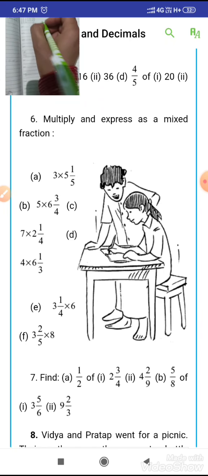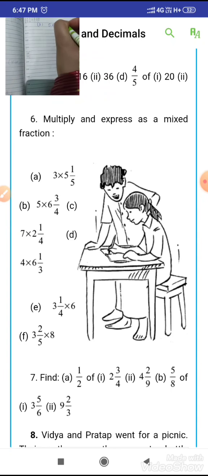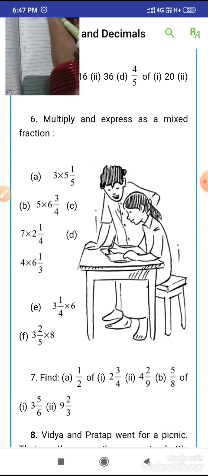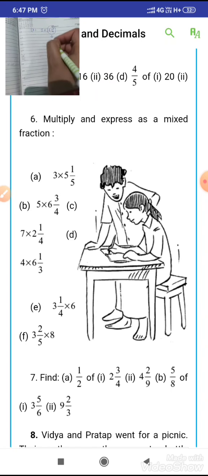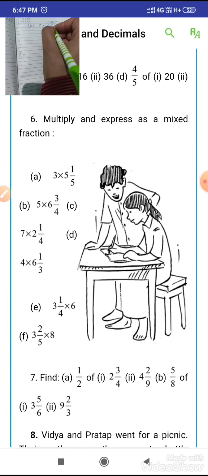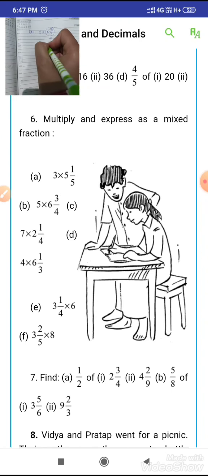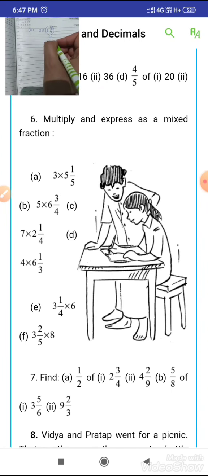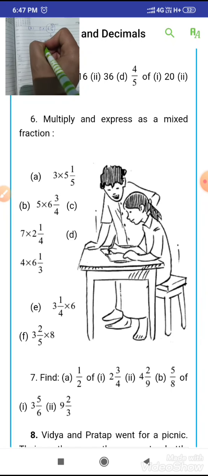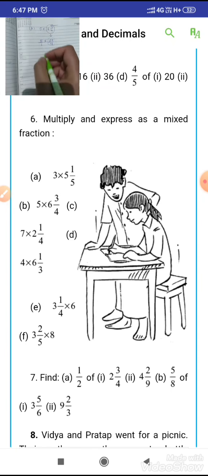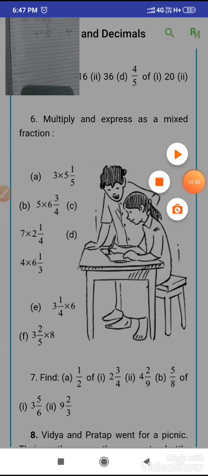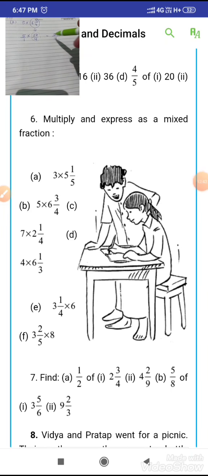B part of this question, 5 multiplied by 6 whole 3/4. Again, first we reduce this mixed fraction into an improper one. So it is 6 4s are 24. 24 plus 3 is 27. So it is 27 by 4, and we have to multiply this 27 by 4 by 5, and we can write 5 as 5/1. 5 multiplied by 27 and 1 multiplied by 4. After multiplying, we have 135, and it is divided by 4.